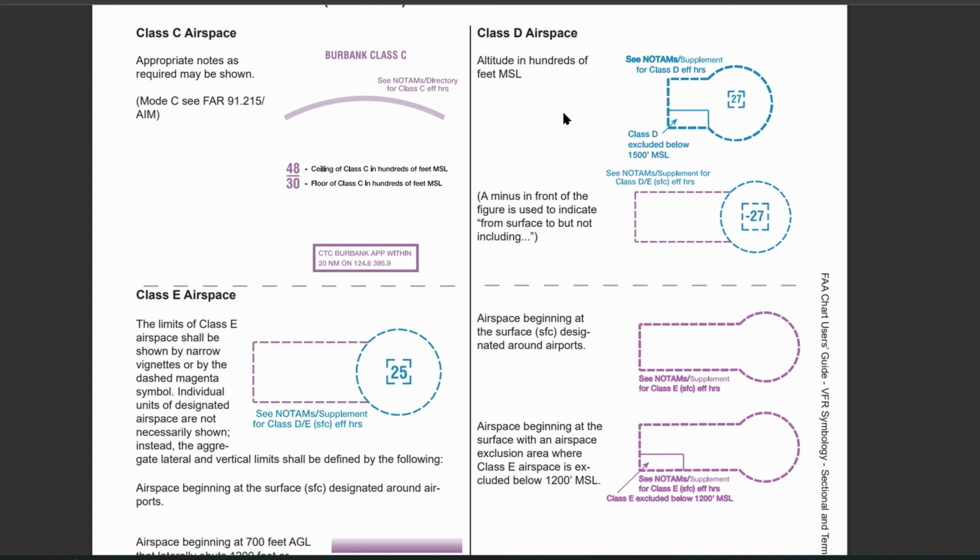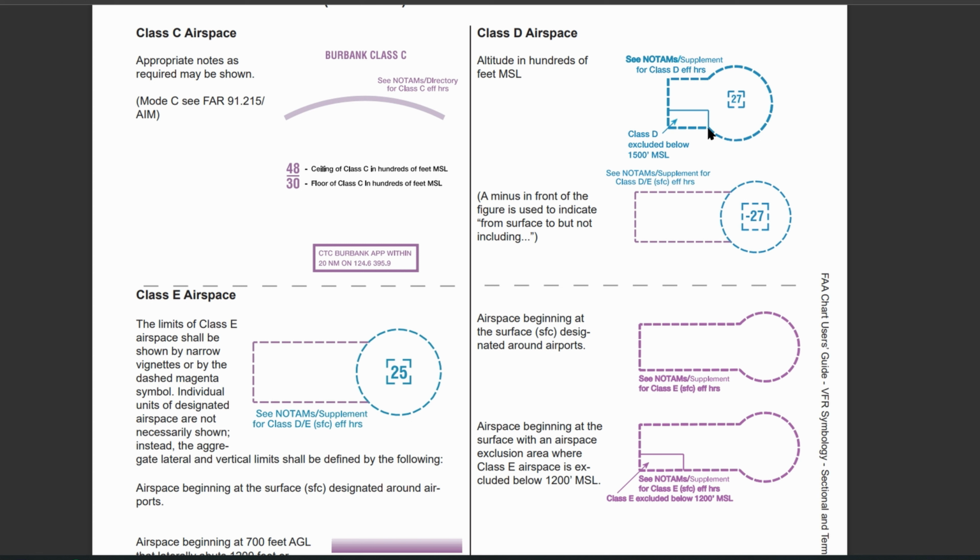Remember, Class D airspace is just a single kind of tube that goes up. So it goes from the surface to some number, and the some number is going to be in this little broken box right here. So this means it goes up to 2,700 feet. If there's a minus sign in front of it, it means it goes up to but does not touch 2,700 feet. And this is very common.